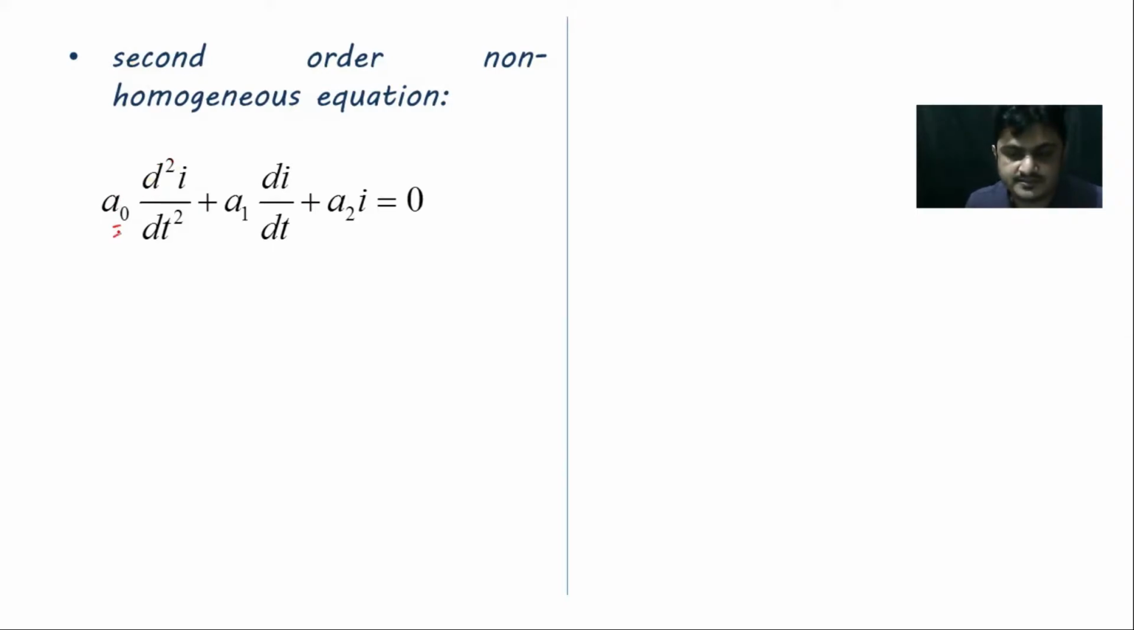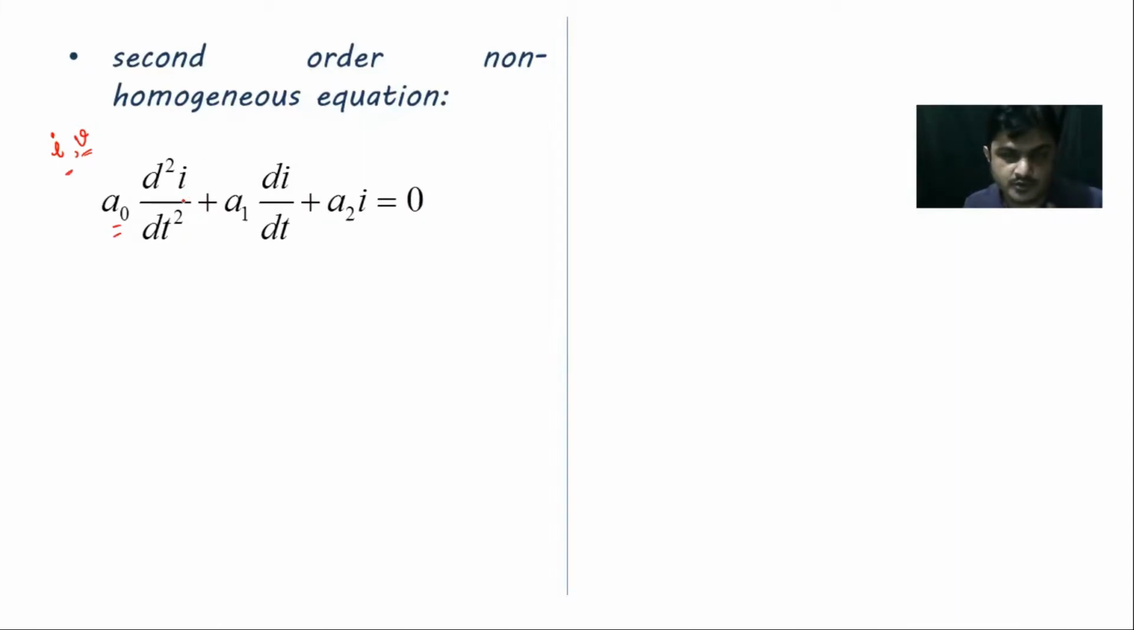Let us say we have one second order differential equation in the form of some constant with d square i by dt square, a1 di by dt, plus a2 i, that is equal to 0. Remember that though I have mentioned i over here, we can also consider this to be v also. So this is a generalized variable.